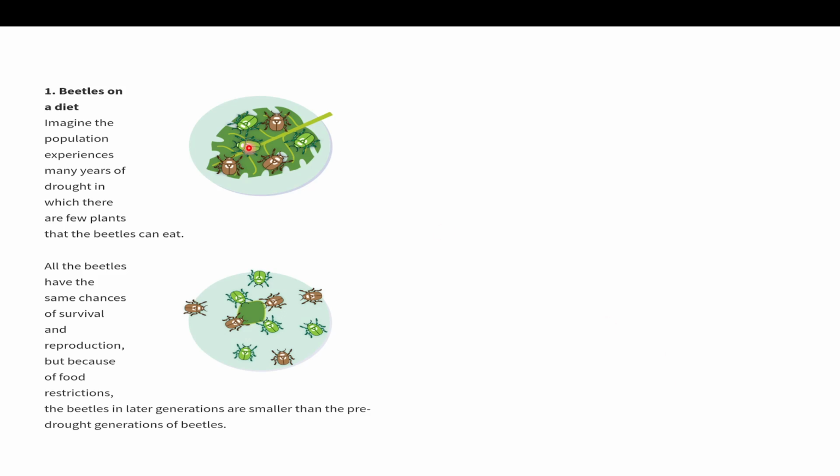Now, based on one example, we see beetles on a diet here. Brown colored and green colored beetles on a diet. Imagine this population experienced years of drought where there are few plants that the beetles can feed upon. All the beetles at that point have the same chances of survival and reproduction. However, the food resources are limited. So the beetles in the later generations are smaller. Earlier, the beetles are larger in size, and in later generations, the beetles become smaller than the pre-drought generations of beetles. This is one example.